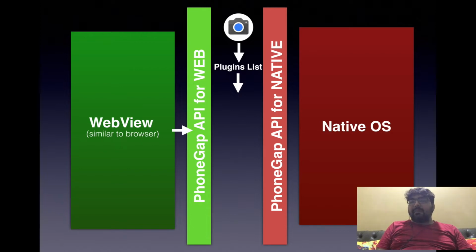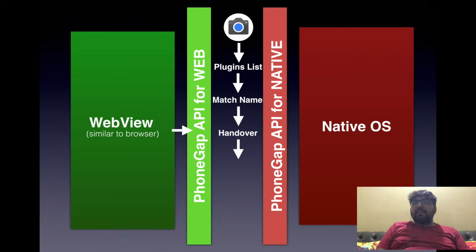It checks whether the camera plugin is installed or not in the PhoneGap application. It matches the name exactly with what the camera plugin's name should be, and if the name matches, then it hands over the execution to the native OS. How does it hand over the execution? It has the class name that is associated with the plugin. So the class name, by which I mean the class that is defined in the native language of each and every operating system. So for example, in iOS it's Objective-C, in Windows it's C#, in Android it's Java.